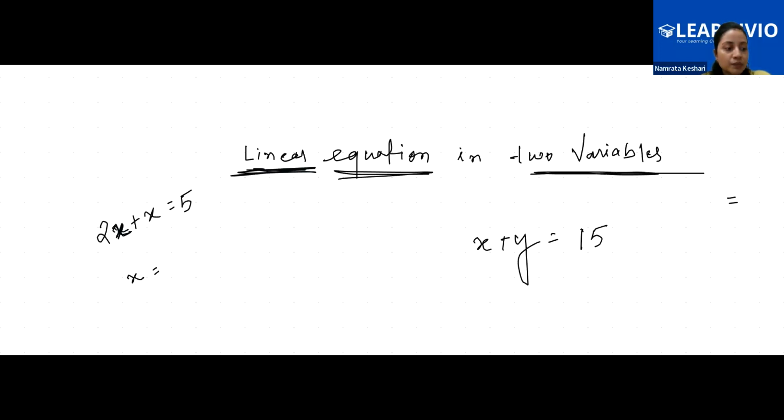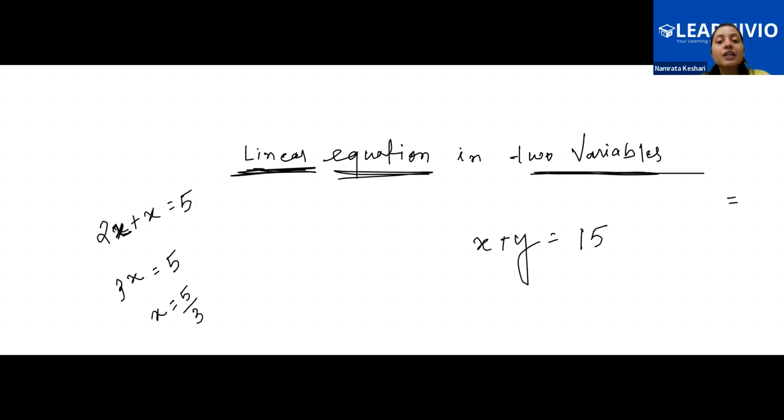Anyone from here? 5/2. Is it 5 by 2? Sara, Sazia? Yes, ma'am. 2x plus x will be 3x. 3x is equal to 5. And x will be 5 by 2 or 5 by 3. 5/3. So whenever we are having a linear equation in one variable, easily we are able to find the solution of that.